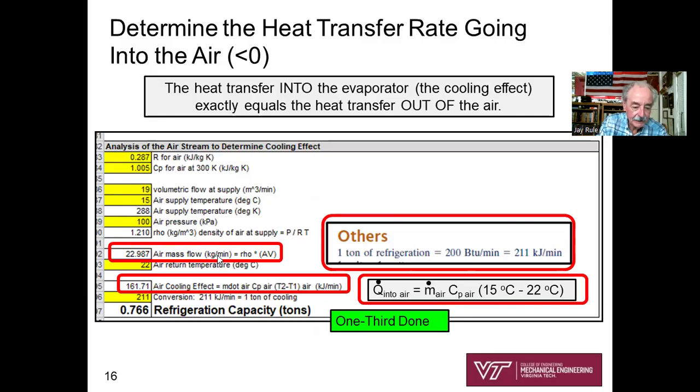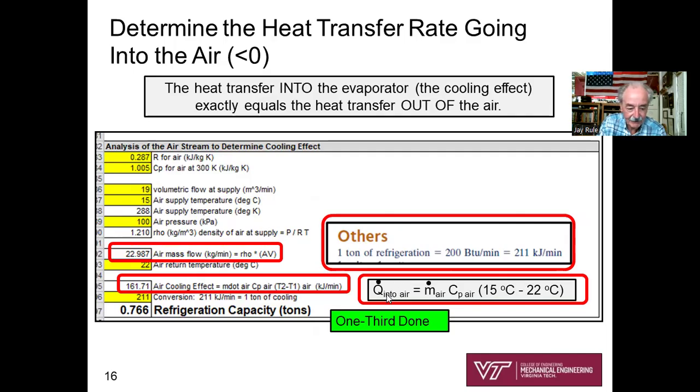22.987 kilograms per minute airflow. Okay, and so now we're going to apply the first law. There's my yellow, my input numbers. So I'm going to apply the first law. Now, I've kind of written it out in Excel. I've also written it out here in a text box.